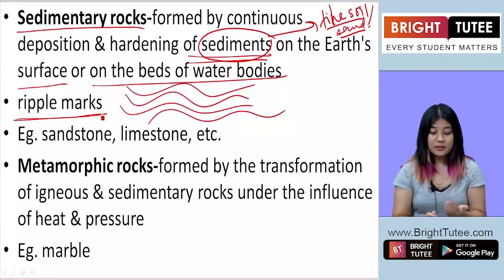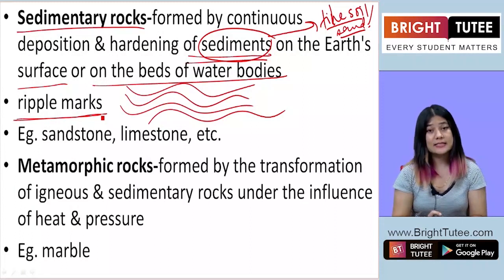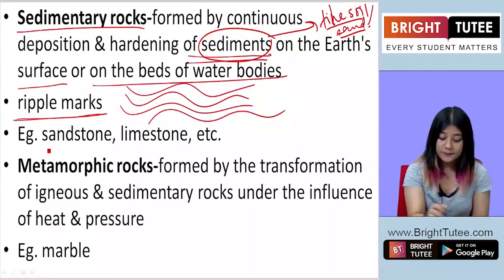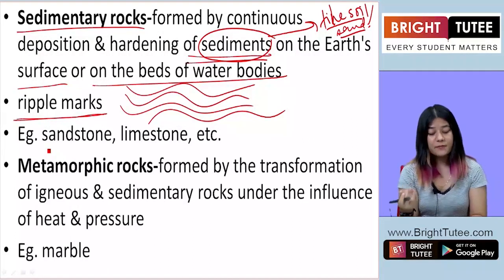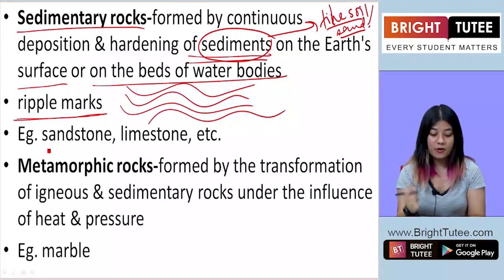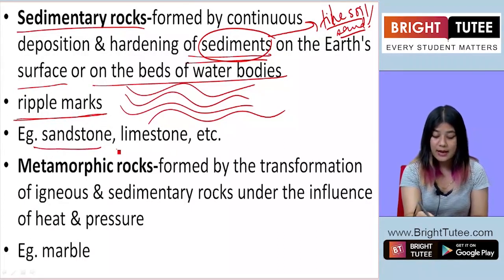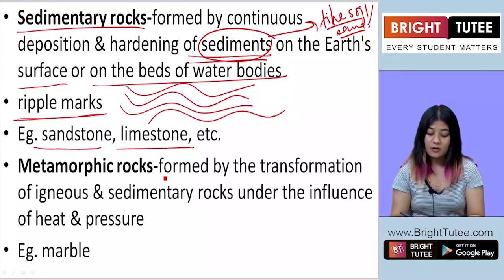Now, the minerals which are present in sedimentary rocks are the different kinds of sedimentary rocks, such as sandstone, limestone, etc.